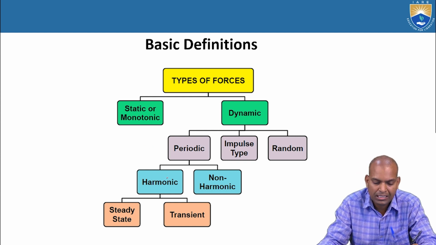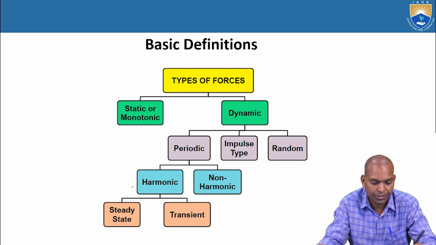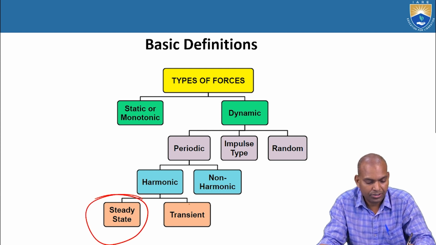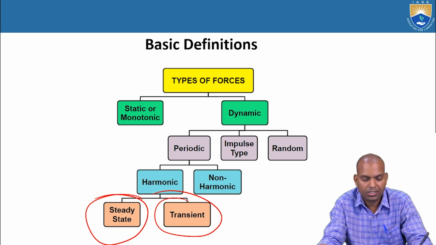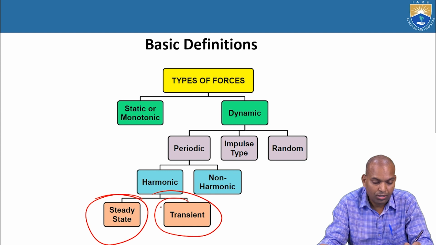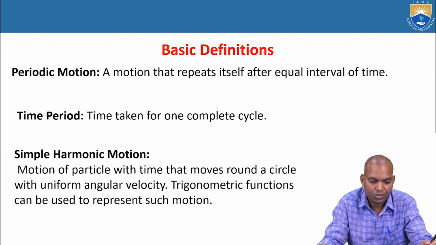The periodic is divided into 2 parts: harmonic and non-harmonic. Harmonic is again divided into steady state and transient. In our syllabus we will study steady state and transient conditions. Now coming to the basic definitions category.